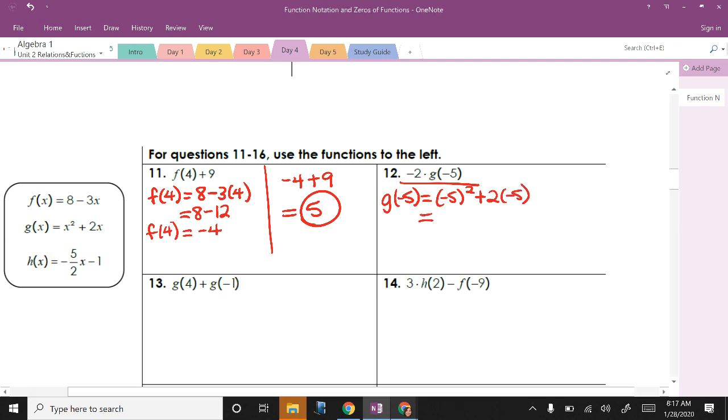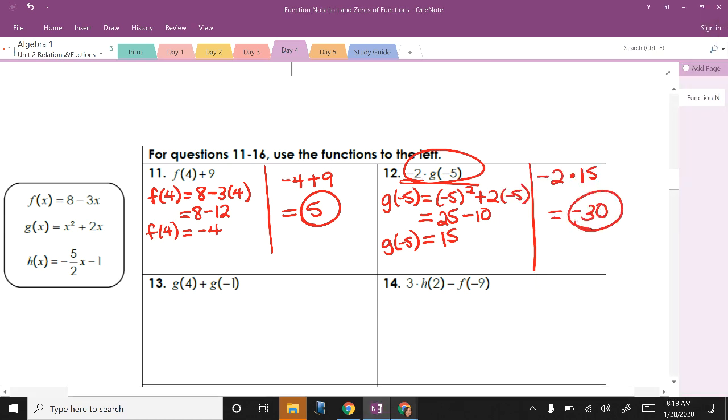Order of operations. What's negative 5 squared? Positive 25. And what's 2 times negative 5? Negative 10. And what's 25 minus 10? 15. So g of negative 5 equals 15. Plug that into the original. So that's going to be negative 2 times g of negative 5, which we just said was 15. And what's negative 2 times 15? Negative 30. Final answer.